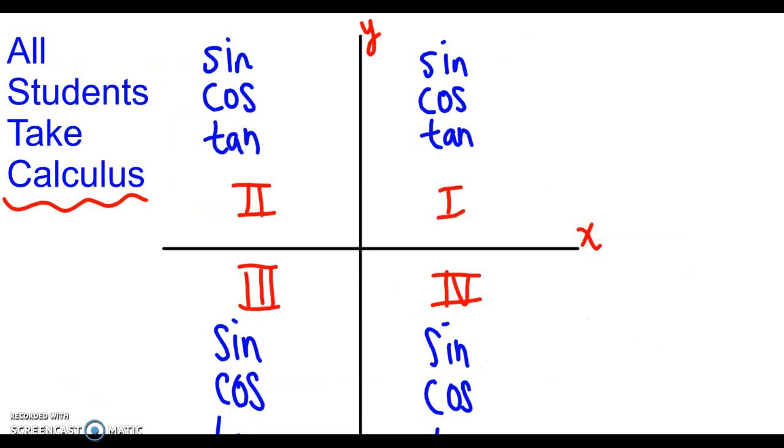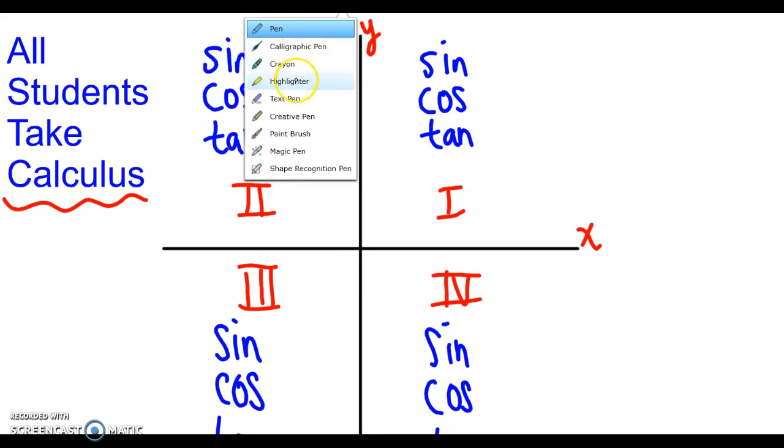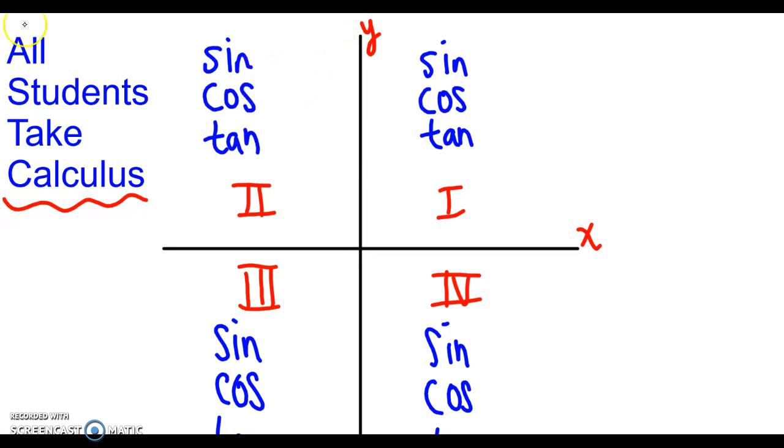But first, I showed some of you this, and most of you indicated that you had talked about this in Algebra 2. The phrase, all students take calculus, if you focus on the first letter, the ASTC, it can help you, depending on what quadrant your angle is in, get the correct sign of the trig function. So the phrase all students take calculus tells you which trig functions are positive, okay?